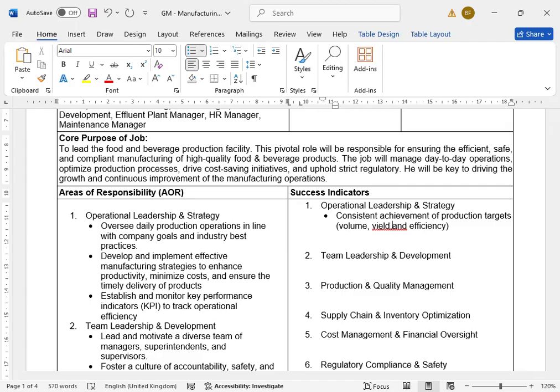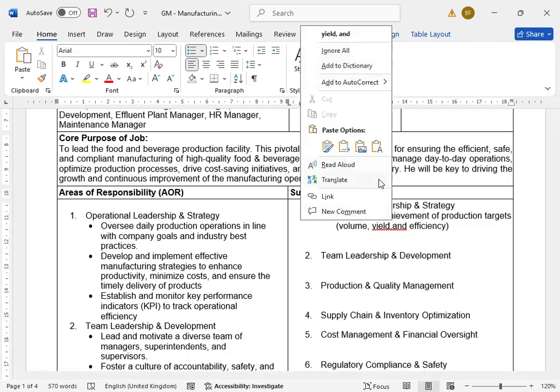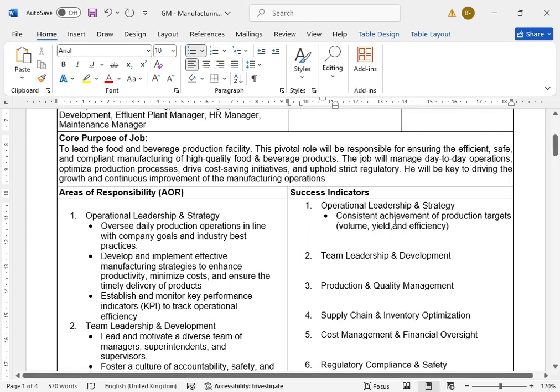What happened? I don't want this red color here. Ignore. And efficiency. Okay.